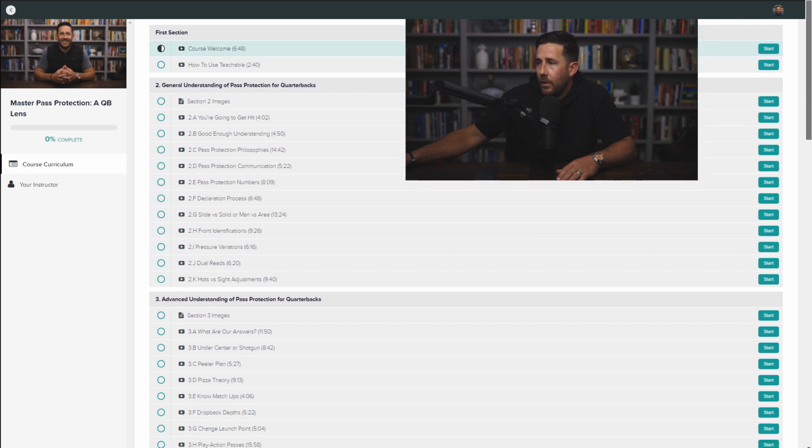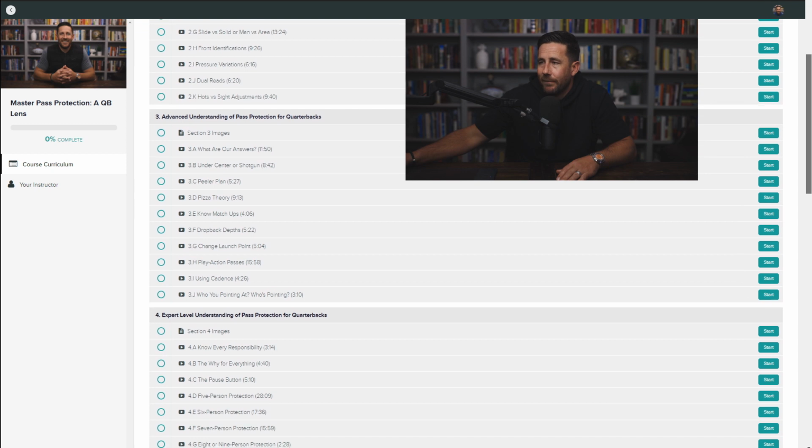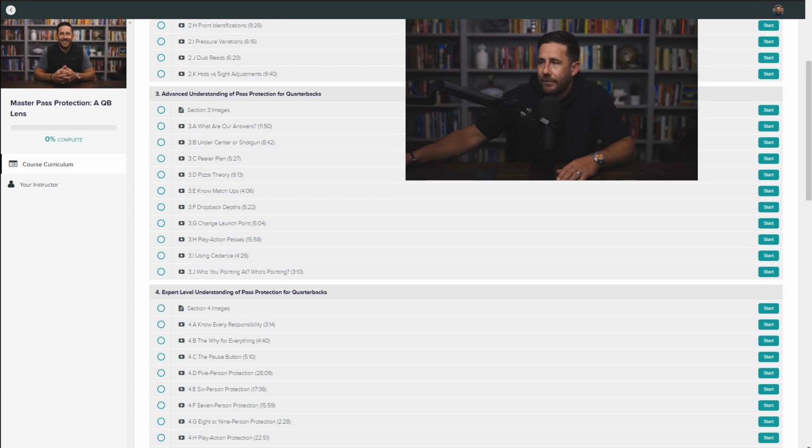From there, we get to more of the advanced understanding. I think this is almost like the honors track. This is where you see people start to separate themselves as far as being comfortable in a system, being able to play quickly, knowing the ins and outs of certain protections, and working towards a detailed understanding.